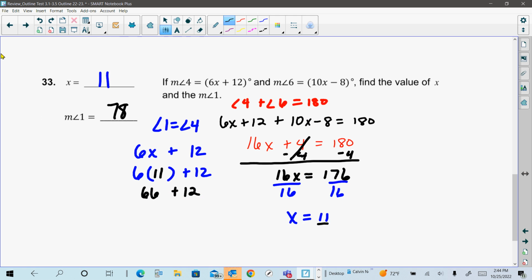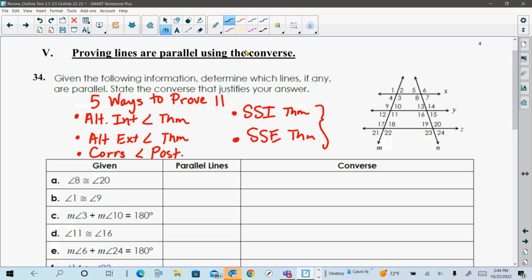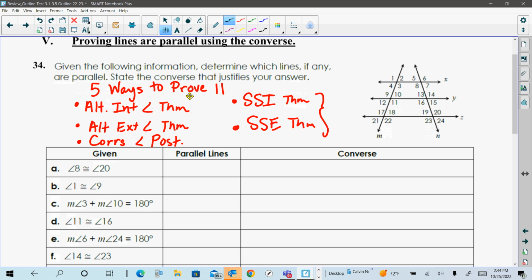Our last section is talking about proving lines are parallel. This is the last little unit we did, or concept that we did before the review. You need to remember there are 5 ways to prove parallel: alternate interior angles theorem, alternate exterior, corresponding angles postulate, same side interior, which is the same thing as consecutive interior, and same side exterior. SSE is just same side exterior. That's the same thing as consecutive.